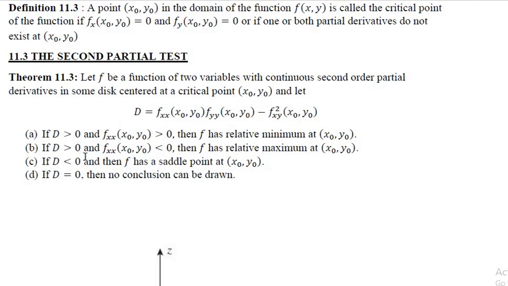If D greater than 0 and fxx at x0, y0 less than 0, that is R less than 0, then f has a relative maximum at x0, y0. If D less than 0, then the function has a saddle point at x0, y0. If D equal to 0, then no conclusion can be drawn.